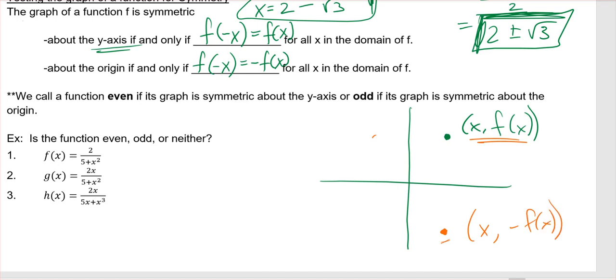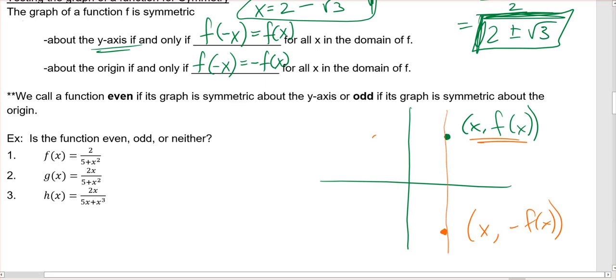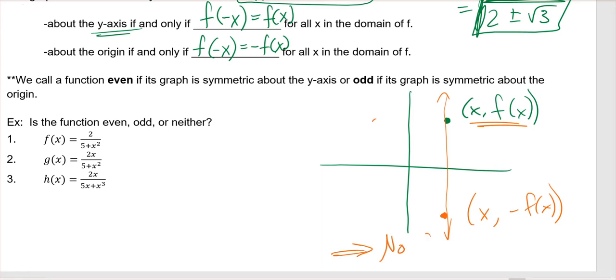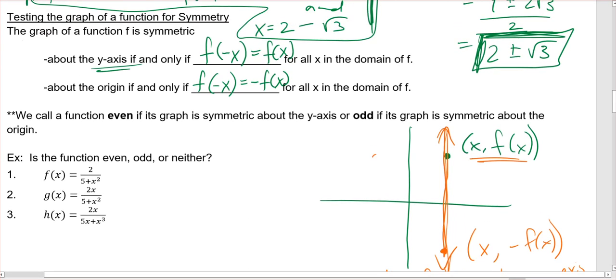If this point is on there, we've got the same y value, right? So these two points are on the same vertical line. So we can conclude from this that no function has x-axis symmetry. Because if that's true, then we're going to have 2 points that lie on a vertical line, and we talked about this in the last section or two, that vertical line test, right? So this can't happen.